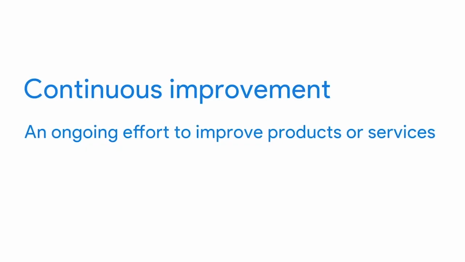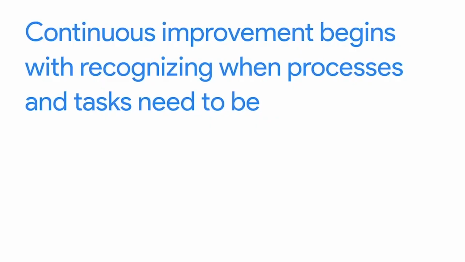Continuous improvement is an ongoing effort to improve products or services. It helps ensure that a product steadily makes its way toward the best possible outcome. Continuous improvement begins with recognizing when processes and tasks need to be created, eliminated, or improved. Then a project manager must plan for and implement changes to keep the project on track. That's where process improvement comes from.